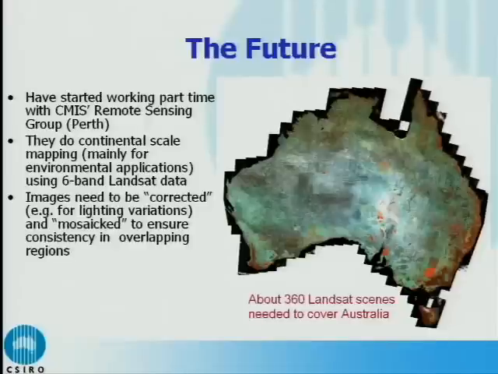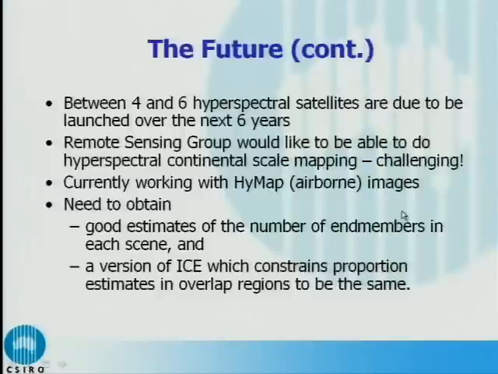And the images need to be corrected for lighting variation. So this is actually a mosaic with 3 of those 6 bands of Australia that have been corrected. And you can still see some boundaries between some of the images. And in particular, you have problems where, for instance, there's been cloud cover on a particular pass, so they have to wait for a later pass and put something else in. But they need to be corrected in mosaic to ensure consistency in overlapping regions.